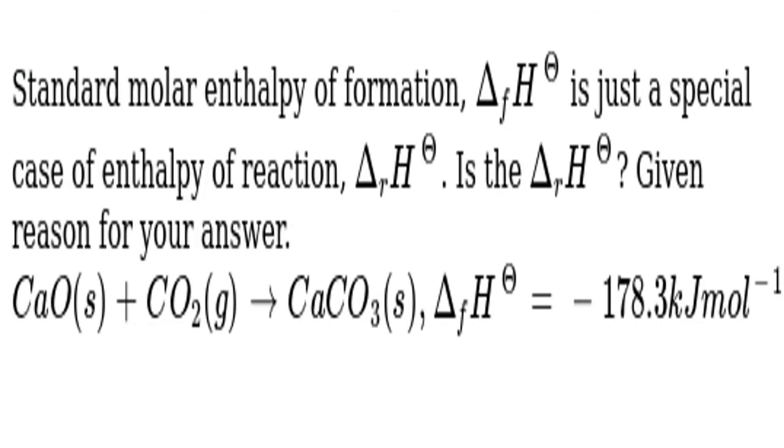Now, this is a special example: formation of calcium carbonate. Here, 1 mole of calcium carbonate is formed. But is it formed from its constituent elements? No. Though 1 mole of calcium carbonate is formed, it is not formed from its constituent elements. It is formed by a different route, by the combination of calcium oxide and carbon dioxide. So, what is this called? It is just an enthalpy of reaction.